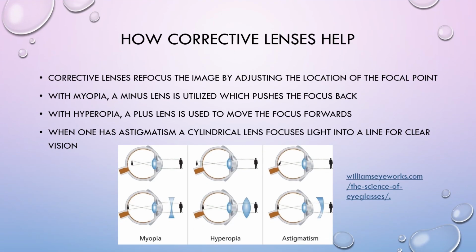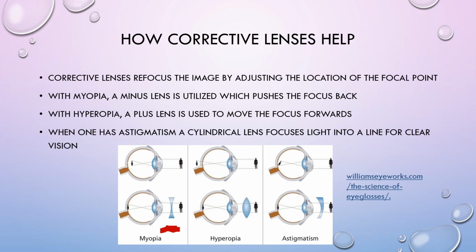How corrective lenses help. Corrective lenses adjust the focal point to compensate for the eye's inability to focus the incoming image onto the retina. For those with myopia, a minus lens is utilized and the focus is pushed back. As the strength of the lens increases, the focal point becomes longer. A minus lens looks like this and is a concave lens.